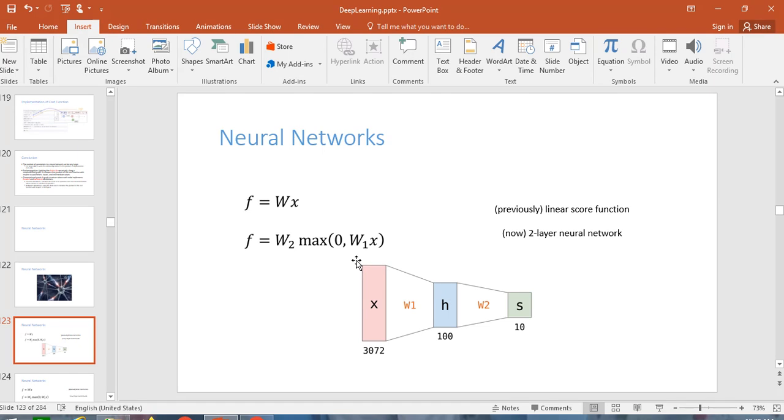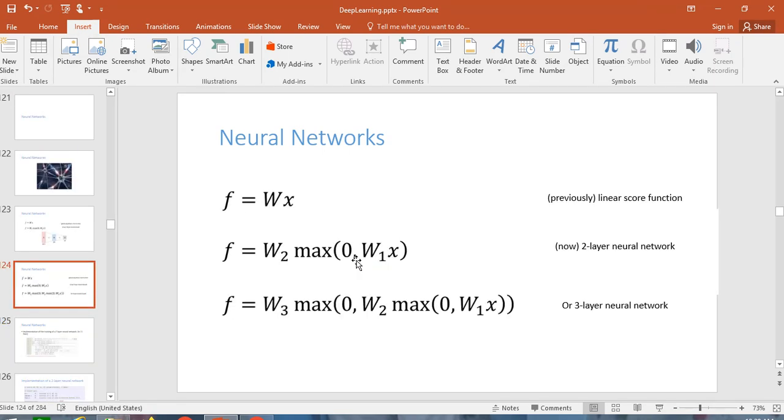Between Wx and 0, the maximum is Wx actually. And now we consider this maximum as X, that is a new set of features. Here the raw pixels themselves were input. I came here, did some work on X and created some new features. This will be a new score function. We call this a two-layer neural network.